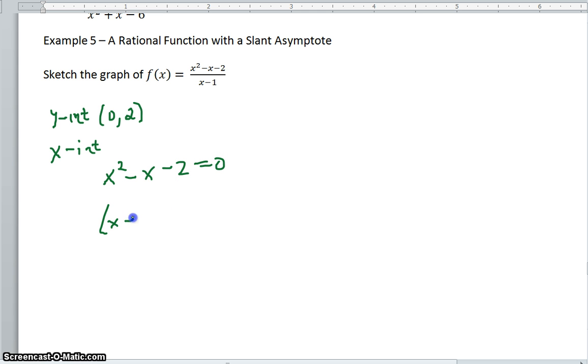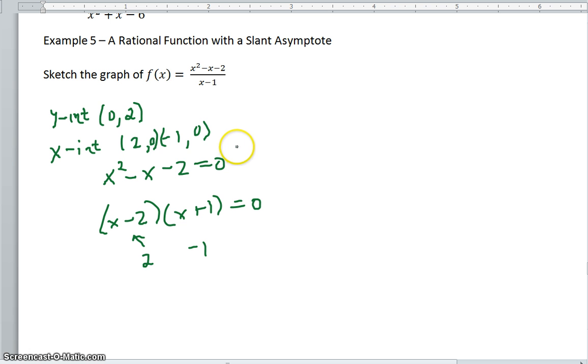So I'm left with x minus 2 times x plus 1. So what I'm left with is the two options of +2 or -1. So my two x-intercepts are these two, 2, 0 and -1, 0.